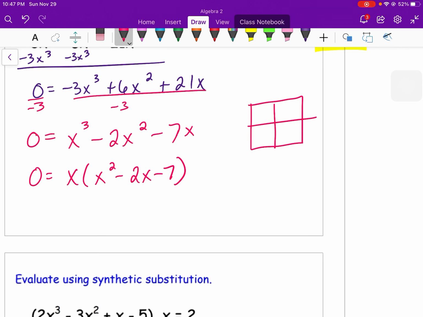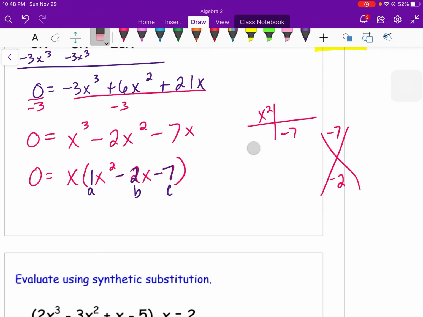Trinomial, use the box or guess and check. So x squared, negative 7. So 1 times negative 7 is negative 7. It has to multiply to negative 7, add up to negative 2. Would be... Oh, it does not factor. So unfortunately, then you would have to use the quadratic formula again.